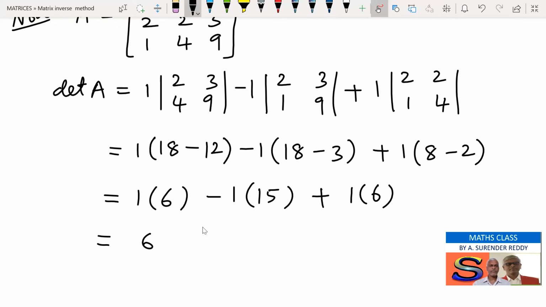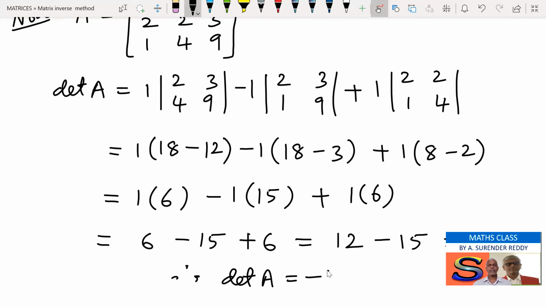1 into 6, 6. And 1 into minus 15, minus 15. So 1 element then cofactor minus 15. So 1 element then cofactor 6. So by using the definition also you can write the determinant directly. So this is 6 plus 6, 12 minus 15, that is minus 3. The determinant is minus 3. Therefore, det A is minus 3.